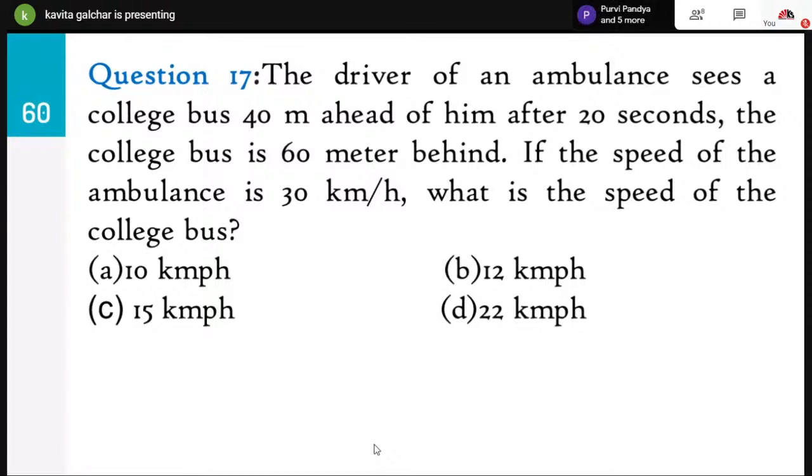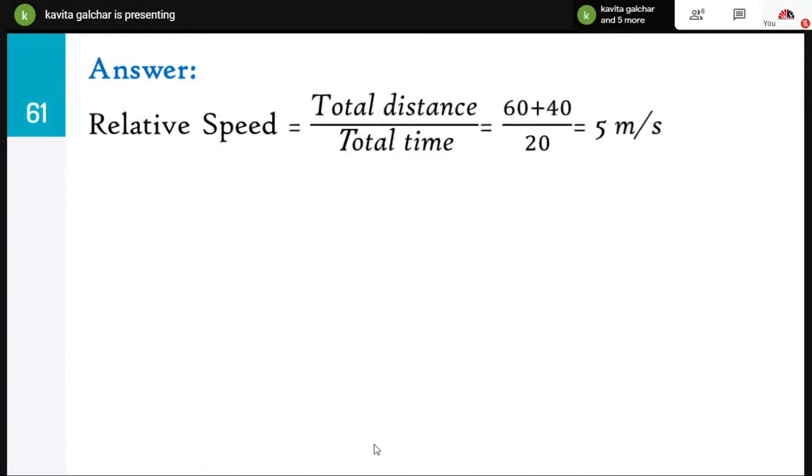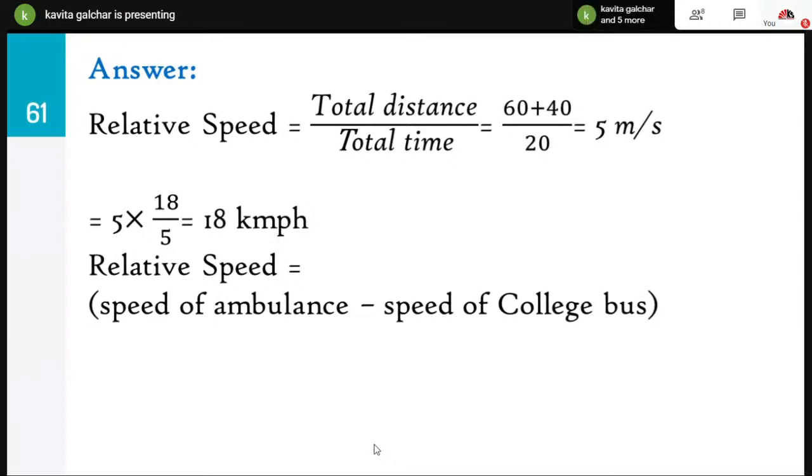This is a question based on relative speed. Here, the distances 40 and 60 are given, and the time interval is 20 seconds. By using that, you will calculate the relative speed, that is total distance upon total time: 60 plus 40 over the time interval of 20. From this, you get the relative speed. I want the equation in terms of kilometers per hour, so by multiplying the quantity with 18 by 5, you will get 18 kilometers per hour. This is my relative speed. Relative speed is given by the speed of the ambulance minus the speed of the college bus.